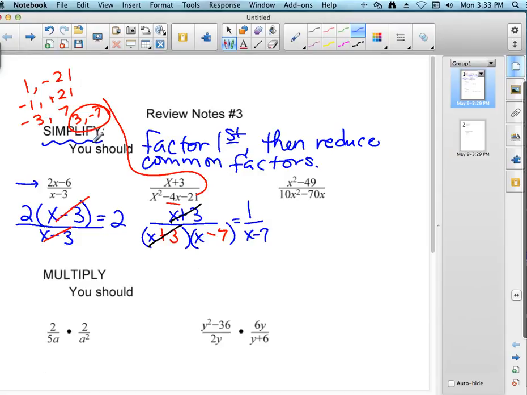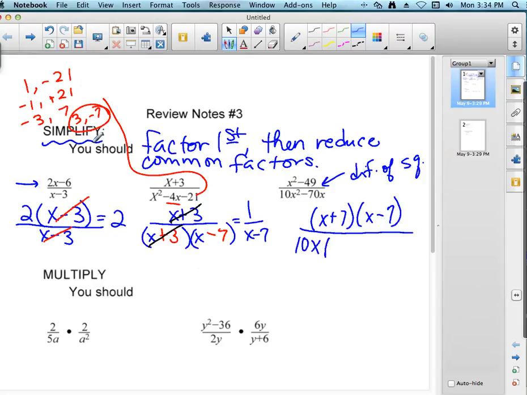All right, the third example, x squared minus 49. This is what we call a difference of squares. And we learned how to factor that into x plus 7 and x minus 7. On the bottom, it's not our normal trinomial, but we do have a common factor of 10 and a common factor of x. So we're going to factor out that common piece.